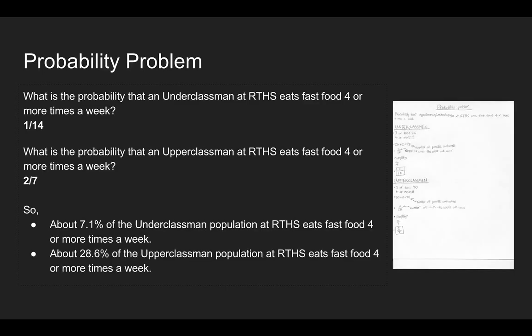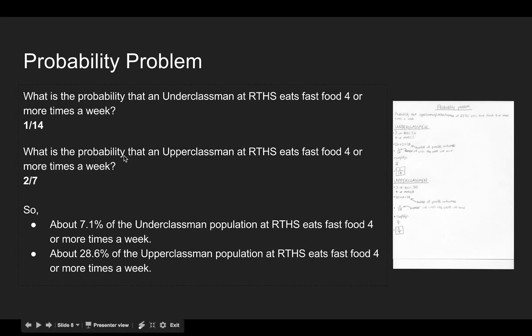So here's our probability problem. We decided that we would ask, what is the probability that an underclassman or upperclassman at RTHS eats fast food 4 or more times a week? That's because the maximum number of times somebody ate fast food a week at RTHS, in our data anyway, was 7 times. So we kind of found a midpoint: 3 or less, or 4 or more. So we decided to see how many people ate a considerable amount, so 4 or more. For the underclassmen, it was 1 out of 14, which is not very much.